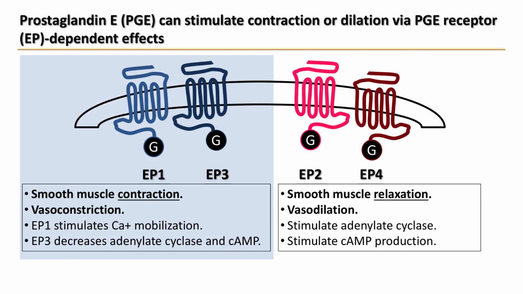So the EP1 and the EP3 receptors are very similar to the FP and oxytocin receptors in that binding with these receptors will cause contraction. On the other hand, when PGE binds with either the EP2 or EP4 receptors, this will cause smooth muscle relaxation, and when those receptors are localized to smooth muscle vascular cells, it will lead to vasodilation.